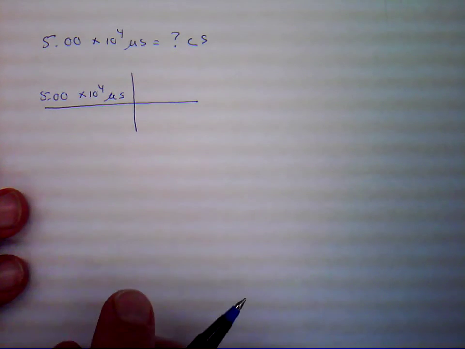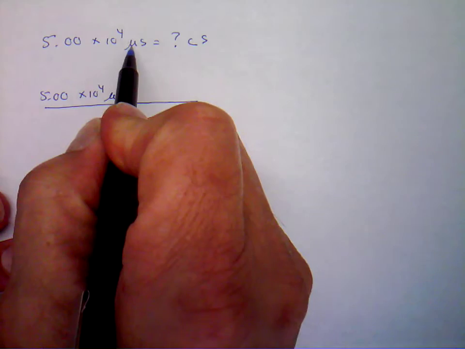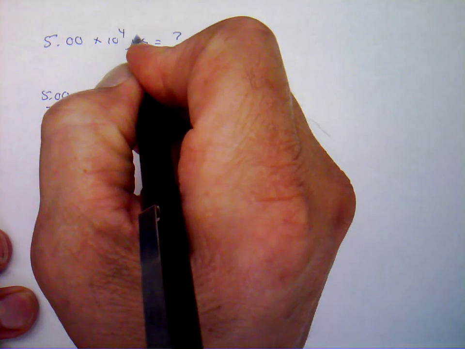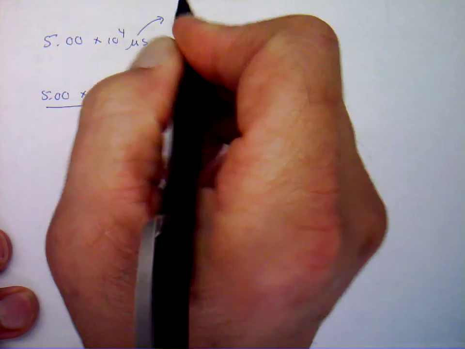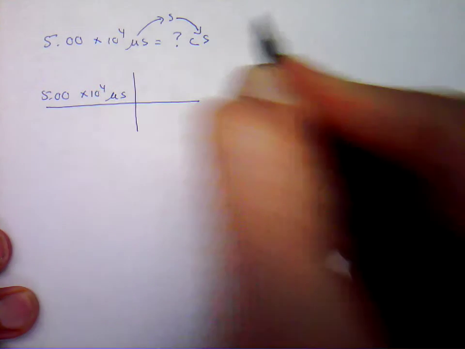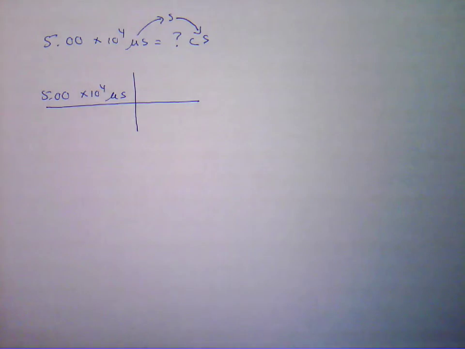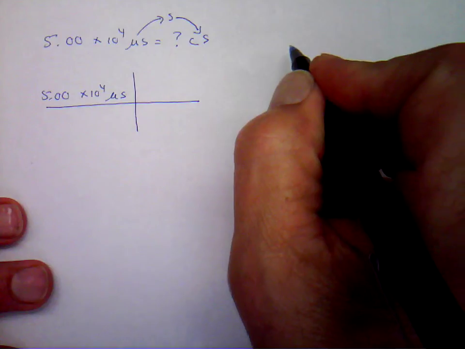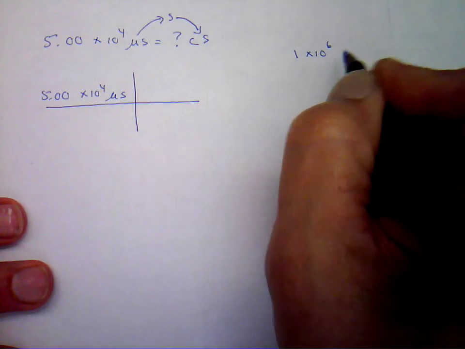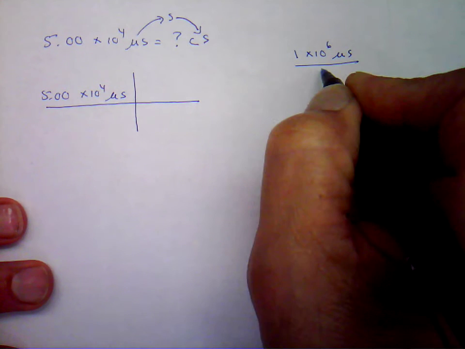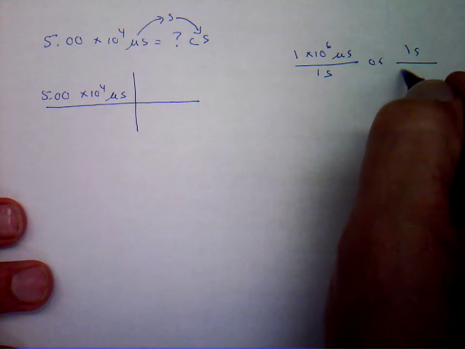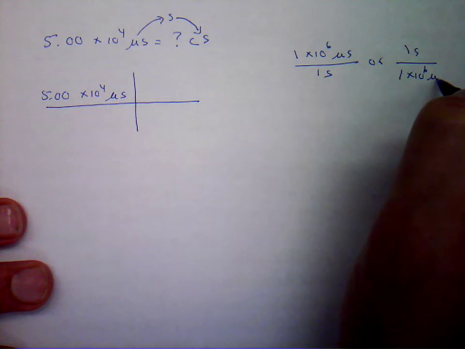Again, this is a two-step conversion problem because whenever you go from one metric prefix to another metric prefix, you can do it in 2 steps. We first can convert microseconds to seconds, which we know a conversion for, and then we convert seconds to centiseconds, which we also know a conversion for that one. Our conversion for microseconds and seconds is that there are 1 times 10 to the 6, which is a million, microseconds per 1 second. Or we can say 1 second per 1 times 10 to the 6 microseconds.